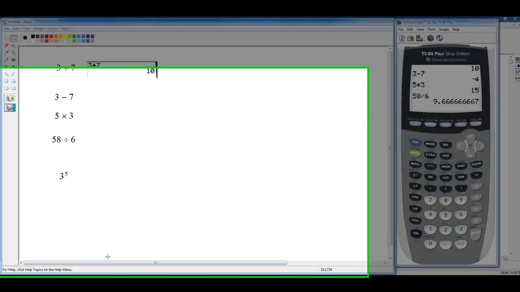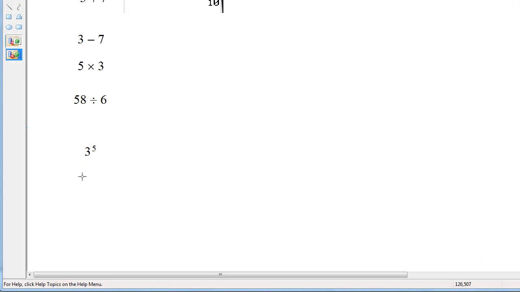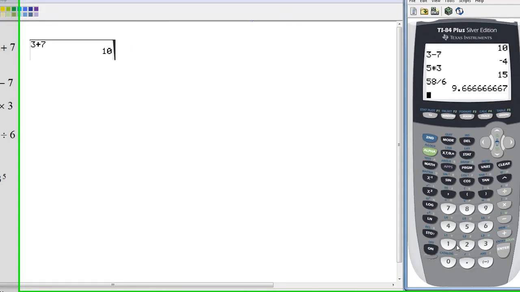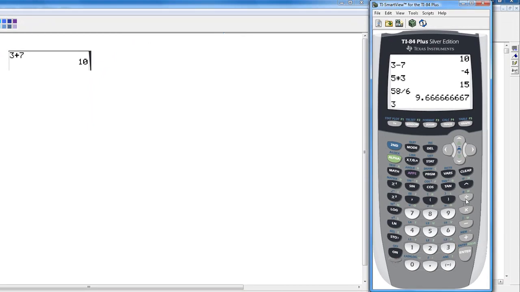Now for exponents, if I have to find 3 to the power 5, what I will do is take 3, and this is my power key. So press power, then 5, and here you have 3 to the power 5 as 243.